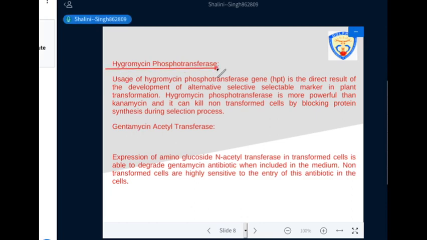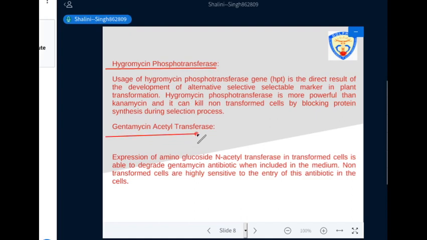Example third is hygromycin phosphotransferase. Usage of hygromycin phosphotransferase gene is the direct result of the development of alternative selectable marker in plant transformation. Hygromycin phosphotransferase is more powerful than kanamycin and it can kill non-transformed cells by blocking protein synthesis during selection process. Number 4 is gentamicin acetyltransferase.